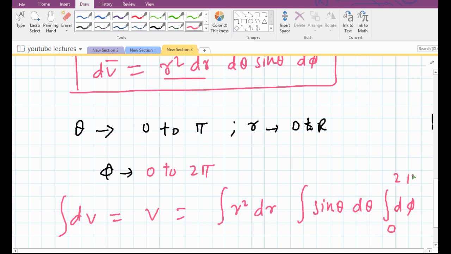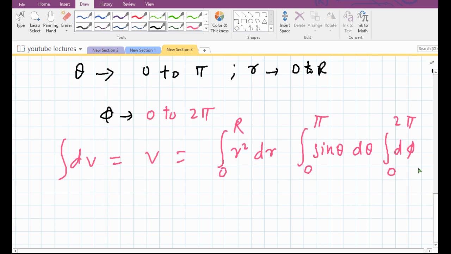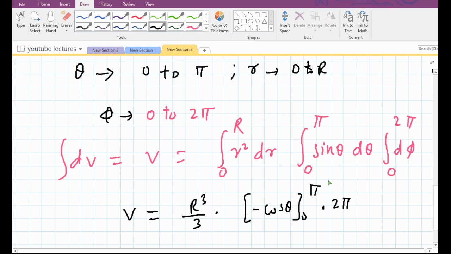Well, dφ is going to limit from 0 to 2π, θ is going from 0 to π, and this one, r, is 0 to R. So you can now analyze it. The volume can be given as R³/3, because sin θ integrates to minus cos θ from 0 to π, and this one goes from 0 to 2π.